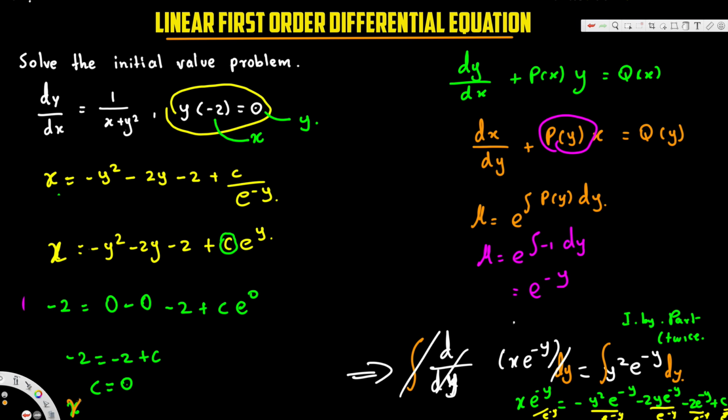Let's use a different color. x is equal to negative y square minus 2y plus 2. Not plus 2, it's minus 2. Okay, let me erase this one. Here we have to have minus 2. This is minus 2, and then the constant is 0, we found out. So that's it. Since the constant is 0, that term is going to be 0. So this is going to be the particular solution of this differential equation. And that's it.